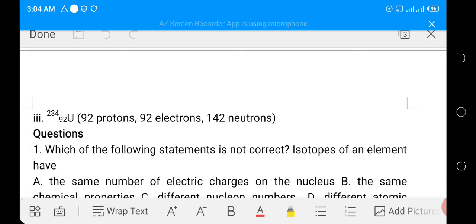We also have uranium-234 of atomic number 92. Which means that we also have 92 protons, 92 electrons, and 142 neutrons.